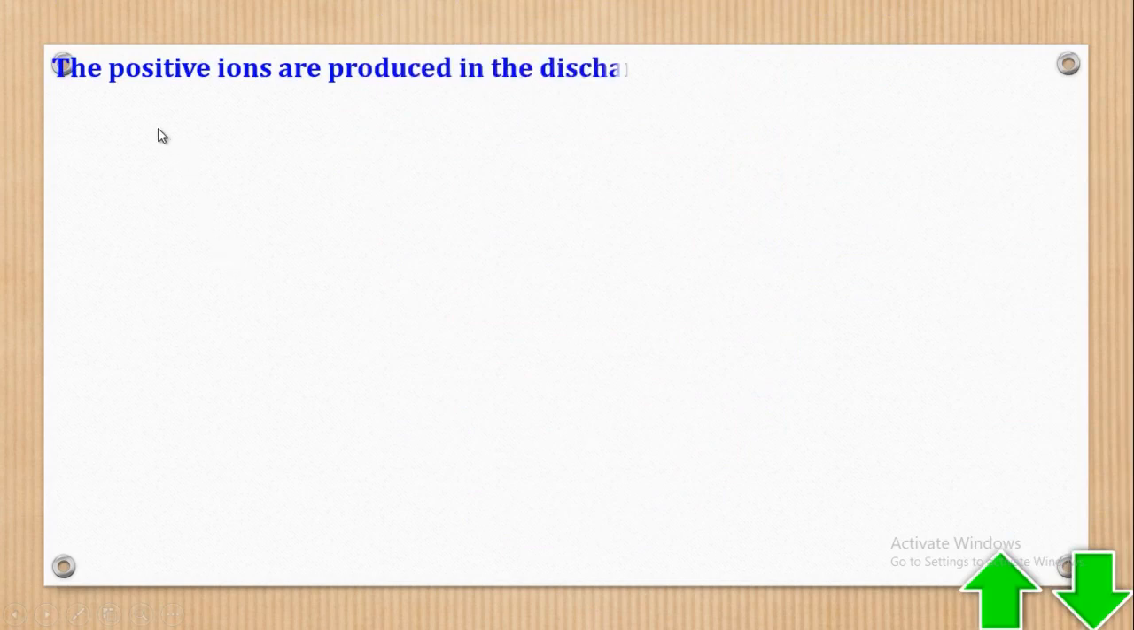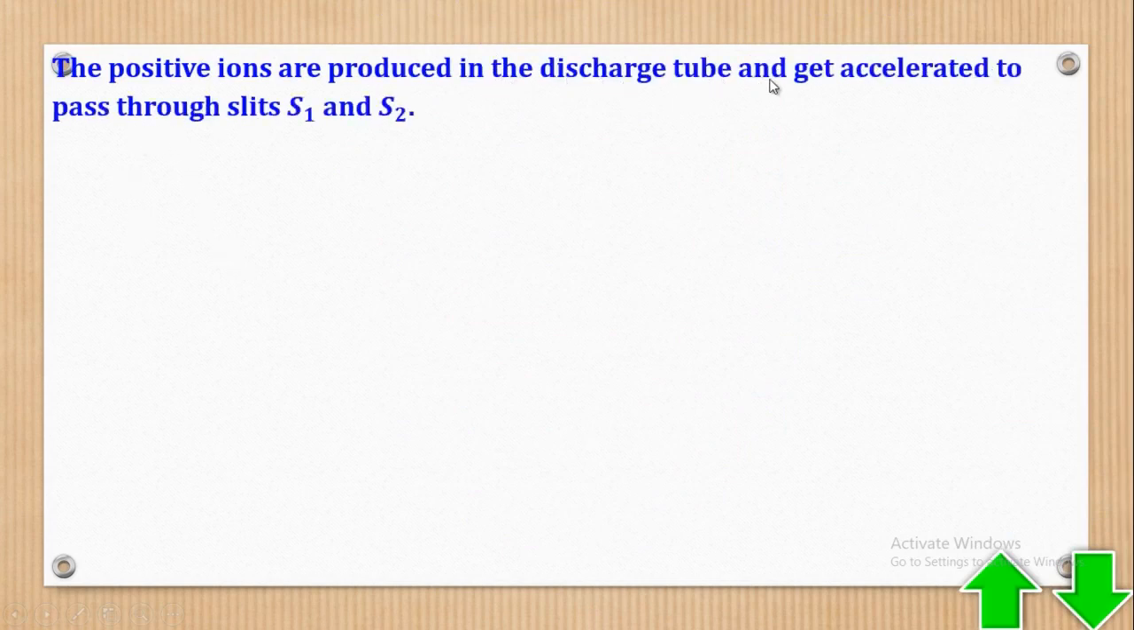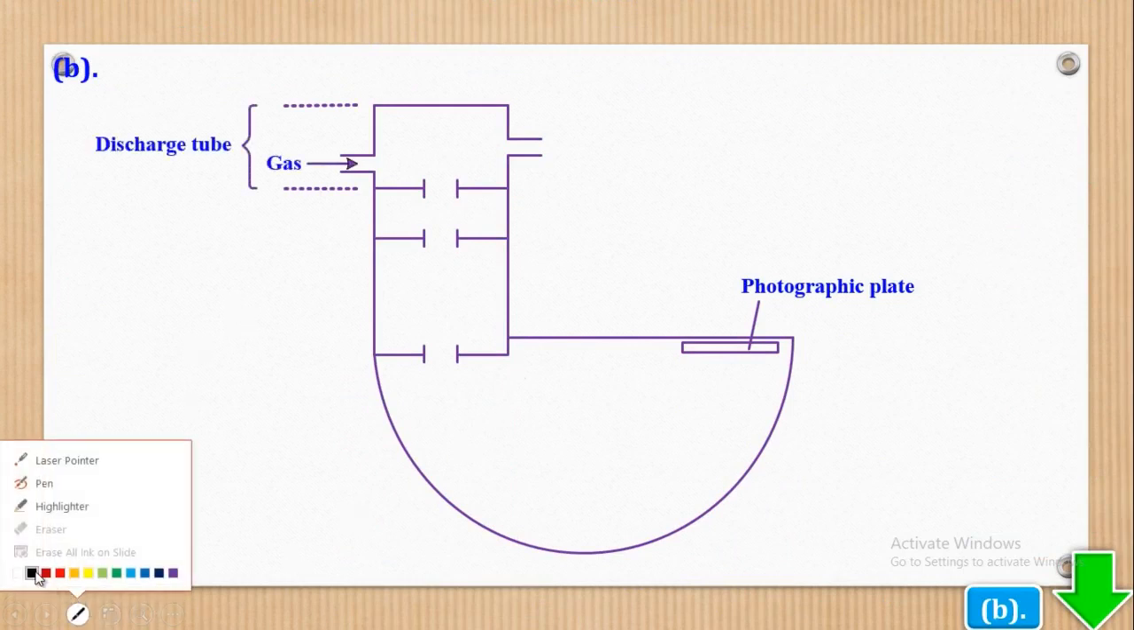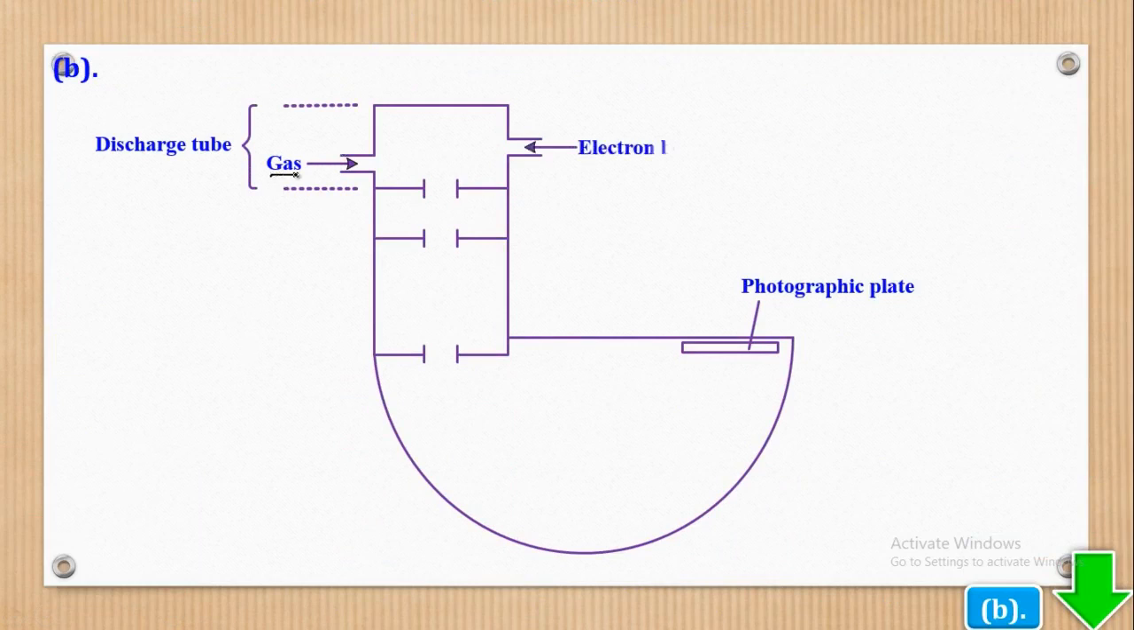So line 1 says, positive ions are produced in the discharge tube and get accelerated to pass through slits S1 and S2. So let's first show now the discharge tube. So that section is what we call the discharge tube. It will have gas here and also electron beam here and a positive plate here and a negative plate there.